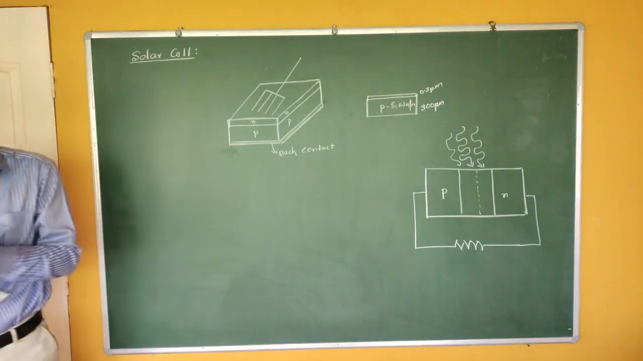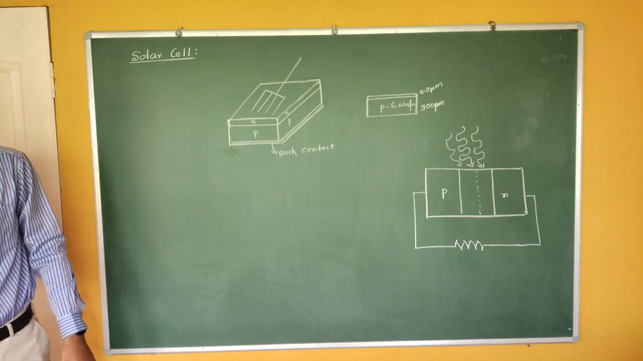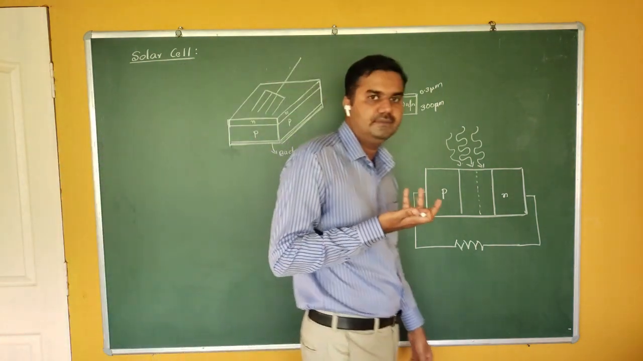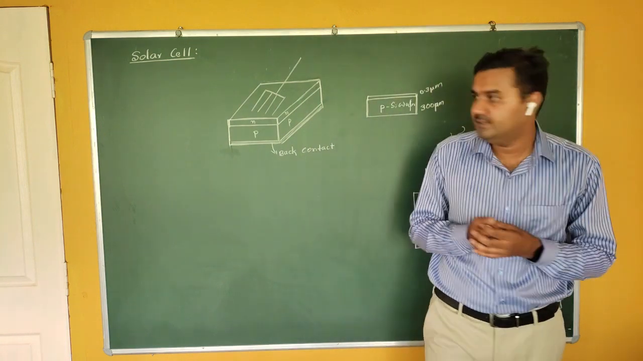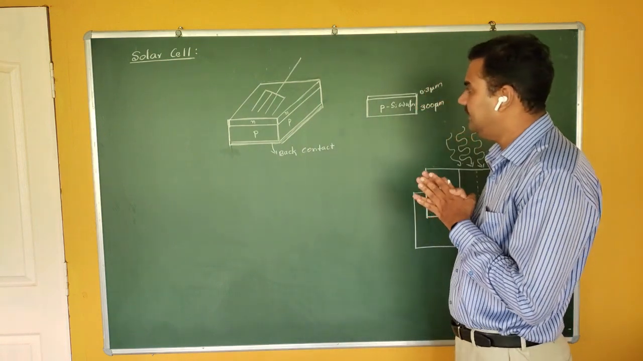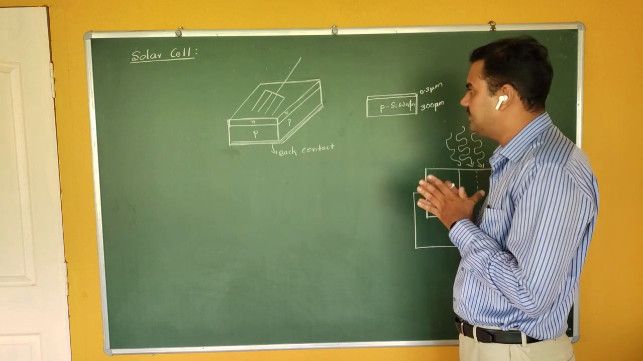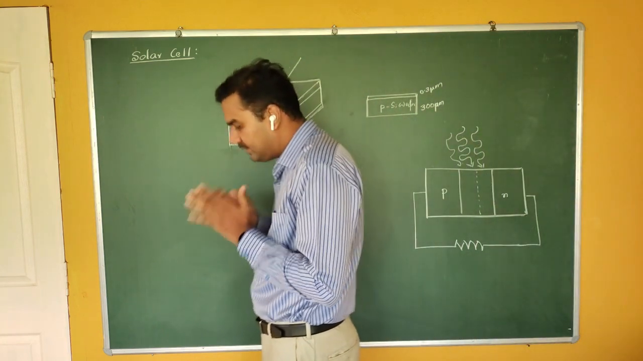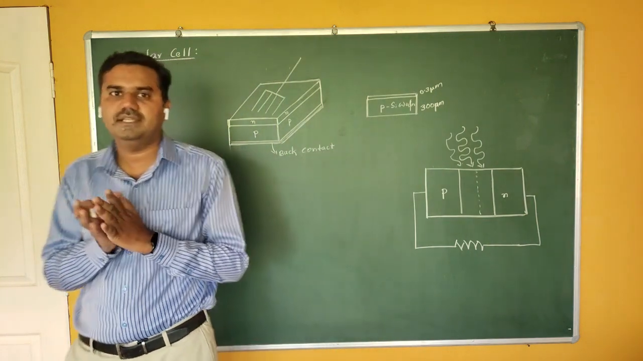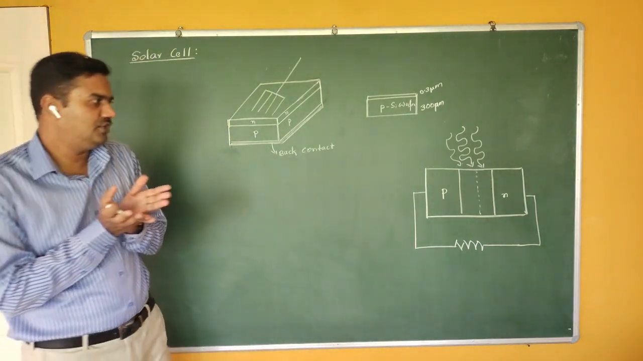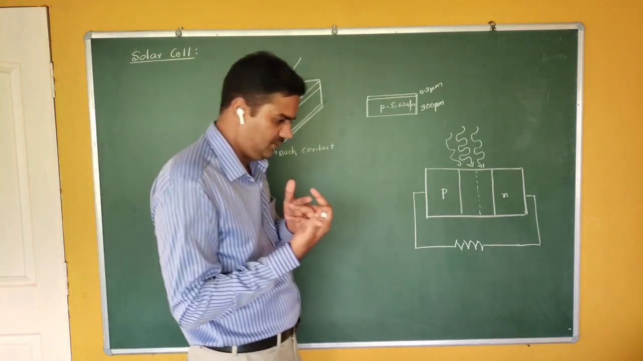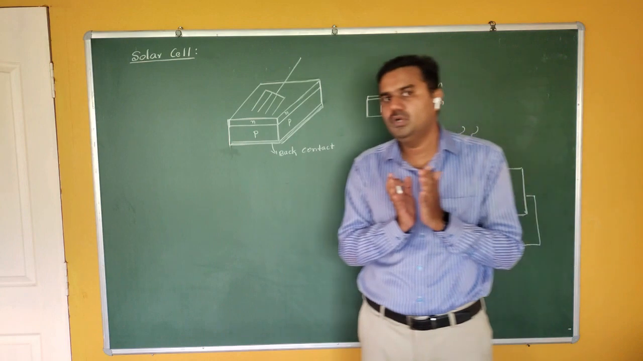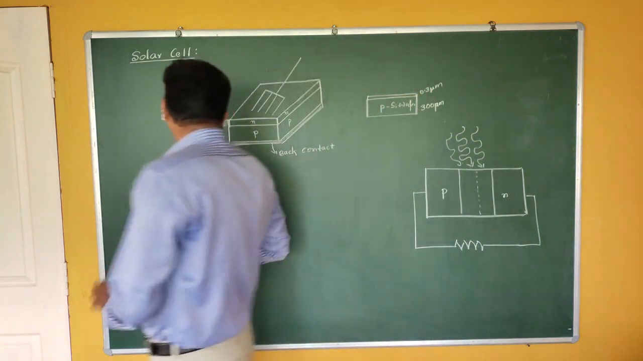But the difference is, in case of photodiodes, the photodiode detects light. But here in the solar cell, almost 90% of the function is the same. But here we are converting light energy into electrical energy. By using the solar radiations, we are creating a voltage here. Therefore it is called a photovoltaic cell also.